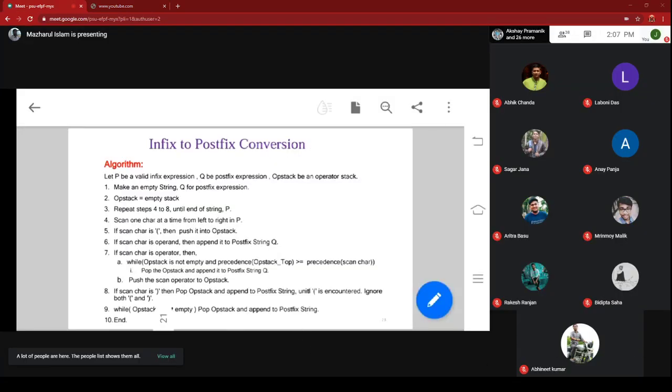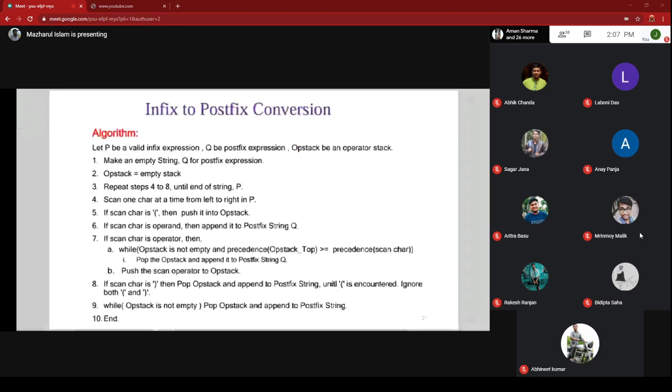To hold the operator and bracket. These three parameters are very vital to remember. So step number one: make an empty string q for the postfix expression. As I told you, q will hold your postfix expression result. After the conversion, q will be equal to the postfix expression.